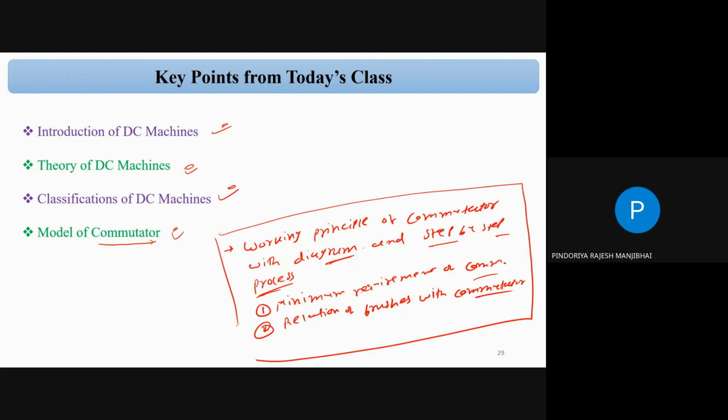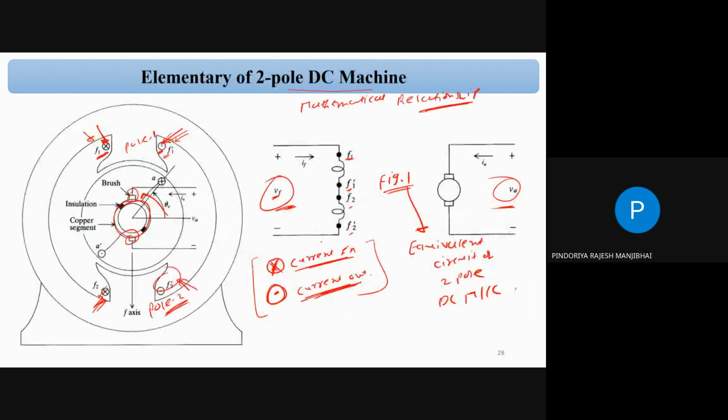So now you have 2 assignments. First one is MATLAB, a simple RLC circuit. Second assignment is the question: working principle of the commutator with a diagram and step-by-step process, minimum requirement of the commutator, and relationship between the brushes and the commutator. From the next class, we will see the elementary two-pole DC machine with totally mathematical analysis: the relation between voltage, current, flux, and the mechanical power.